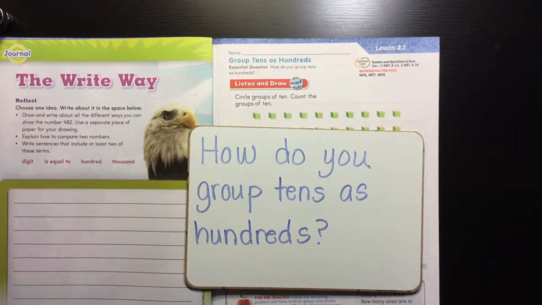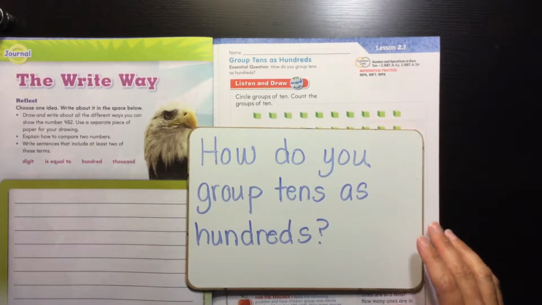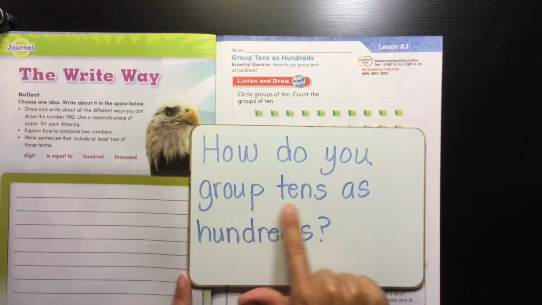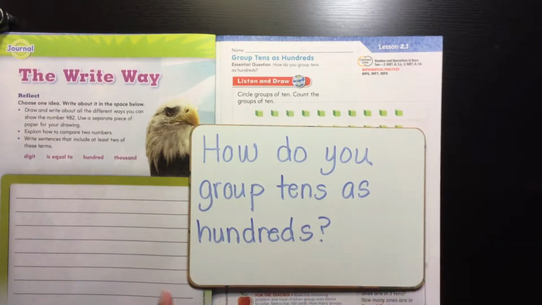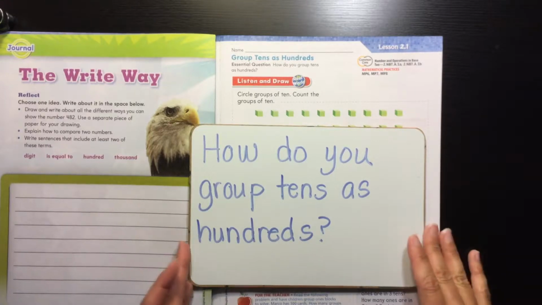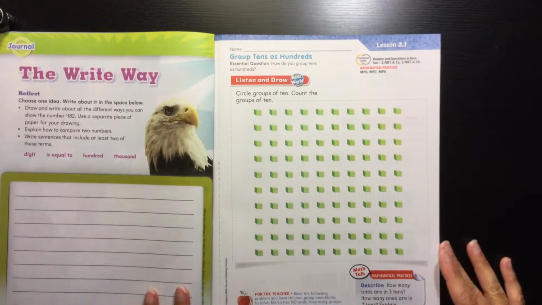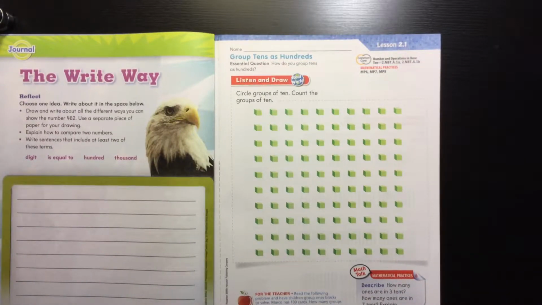In this lesson, lesson 2.1, our essential question is, repeat after me, how do you group tens as hundreds? So what we're going to do in this lesson is group tens together to make hundreds. Before we do that, I'd like you to open your book to page 75.